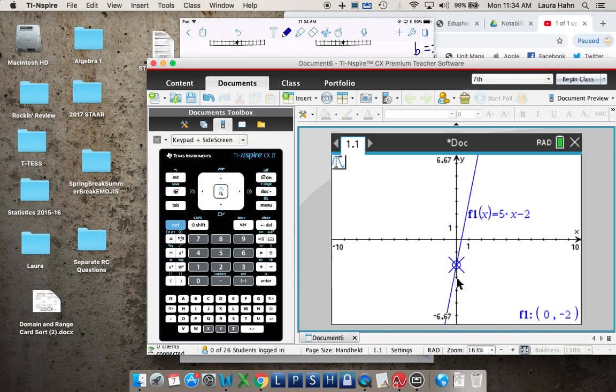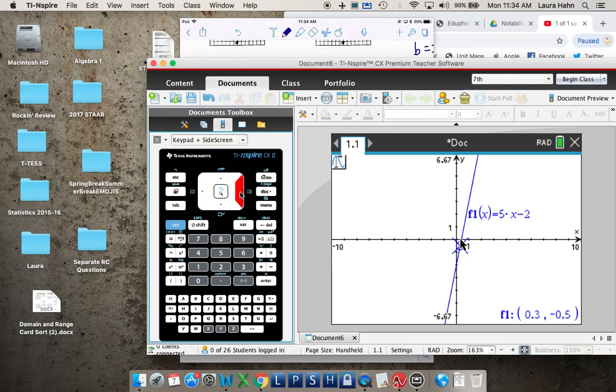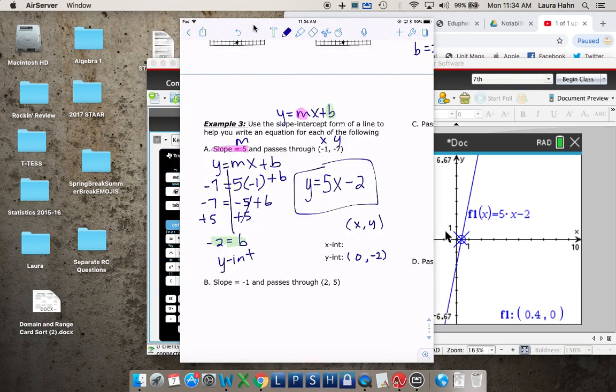Notice it's on top of the y-axis. This is what we said our y-intercept was. Well, I want to move this guy right here on top of the x. So we're going to use this right arrow key until I pop up on top of it. Notice it says the word 0. Guys, the word 0 is just another word for x-intercept. So here it is. I know it crosses the x-axis at 0.4, 0. So we know x when the y is 0. Good.